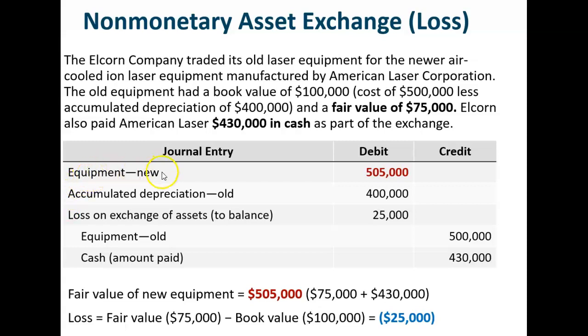Debit the new equipment, $505,000. Get rid of the old equipment from the books by debiting accumulated depreciation, $400,000, and crediting equipment, $500,000. Record the $25,000 loss on the exchange with a debit of $25,000, and credit cash for $430,000 for the cash paid.